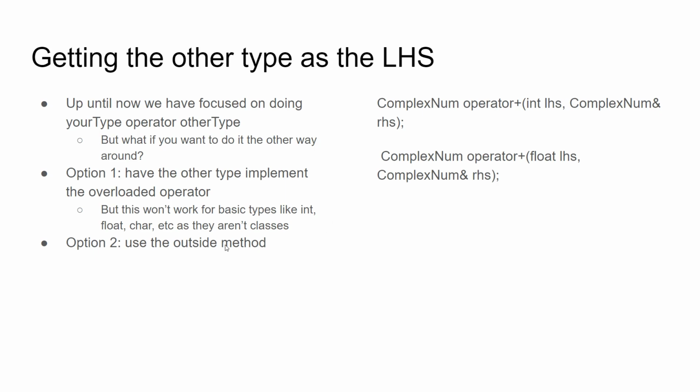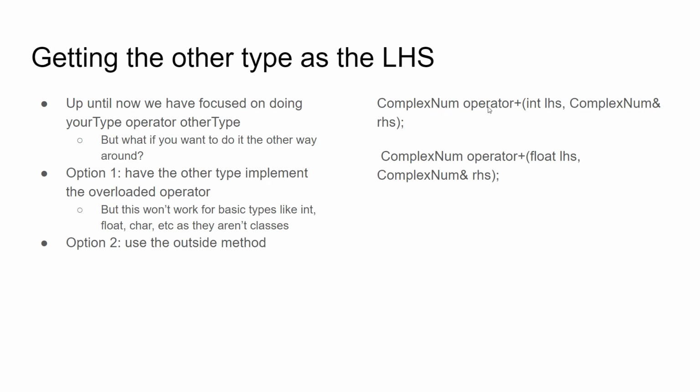Option number 1 is, I guess technically you could have the other class define what should happen, but for some classes it's not possible, right? I can't change how the integer plus is a complex number because I don't have access to the int class, right? Or the vector class, or the string class. I can't change what's inside of it. So you're probably always going to have to reach for option number 2, right? Define that method outside the class.